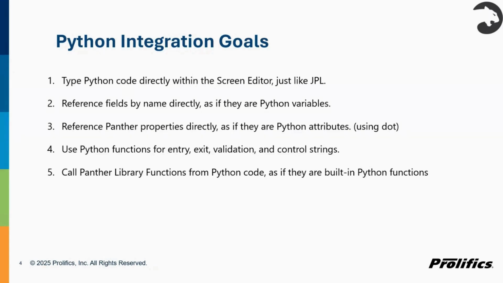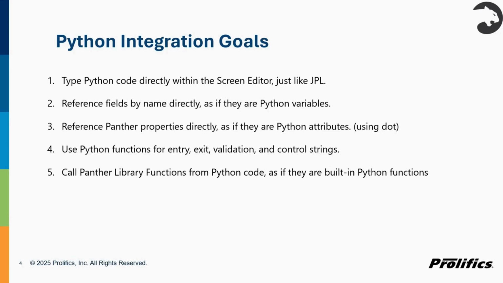Number 4, using Python functions for entry, exit, validation, and control strings. It's very important, I thought, that we should be able to call Python functions just like you can use C functions in Panther as prototyped functions. They are basically like prototyped functions, and they have some of the same limitations, but you can attach Python functions to any of the places that you can call C functions.